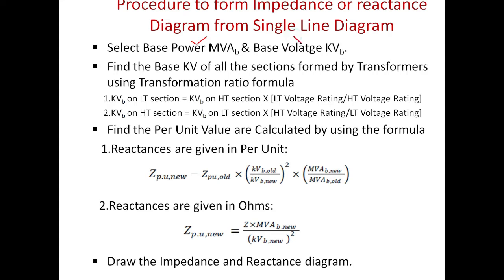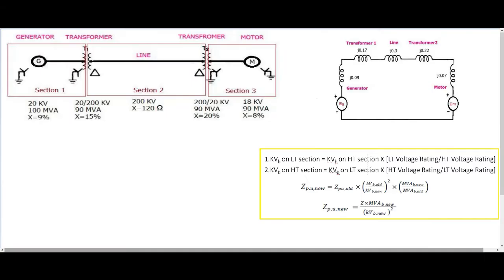Then we have to select the new base voltage for the various sections. This new base voltage is found with the help of these 2 formulas. Okay, and the third step is to find the new per unit reactances. If the reactances are already in per unit, we have to use this formula. If the reactances are in ohms, we have to use this formula. Then we can draw the impedance and reactance diagram.